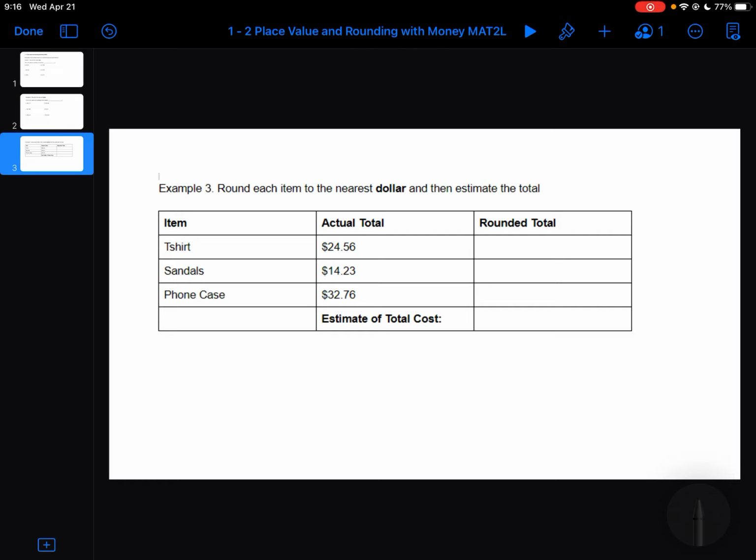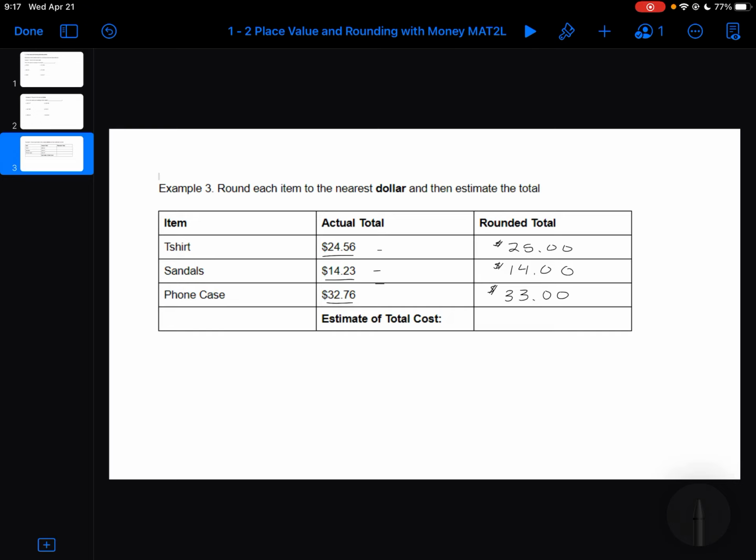Rounding can also allow us to estimate a total. So here's an example where we have actual totals of 3 items that you might buy, and then we're going to estimate the total cost. So 24.56 to the nearest dollar would round to 25. 14.23 would round to $14. 32.76, that 76 is greater than 50 cents, so that's going to round up to $33.